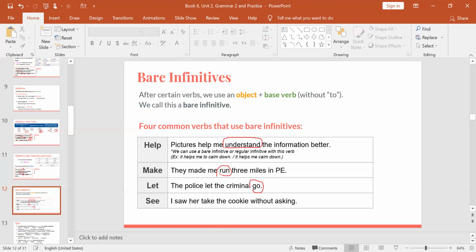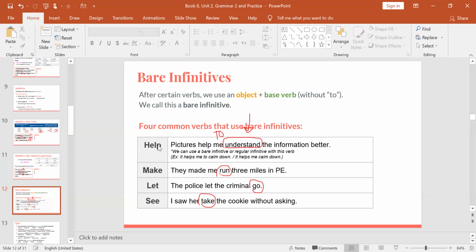Go is not conjugated. Take is not conjugated, but it's functioning as the infinitive, which usually takes the "to." Okay, so with "help," you can have the "to" in there. So the sentence can read, "Pictures help me to understand the information better." That does work as well. Or you can say, "Pictures help me to understand."